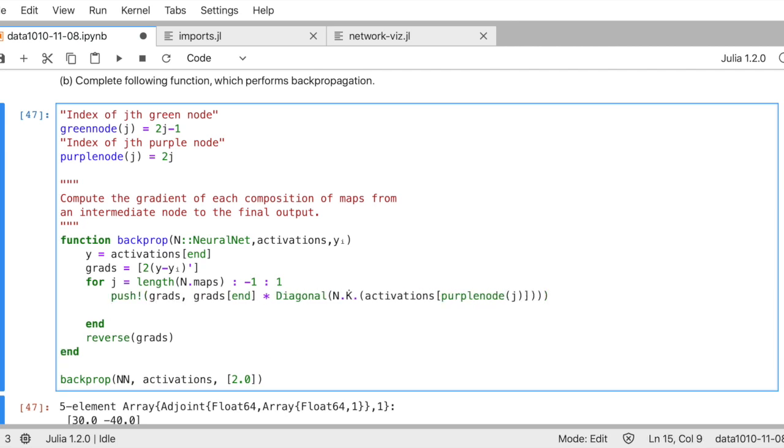Next, we account for the affine map. And that one's easier because the derivative of the affine map is just the W matrix associated with that map. So we look at the jth map of n, and we extract W, and then we multiply it on the right by our current running product of derivatives.